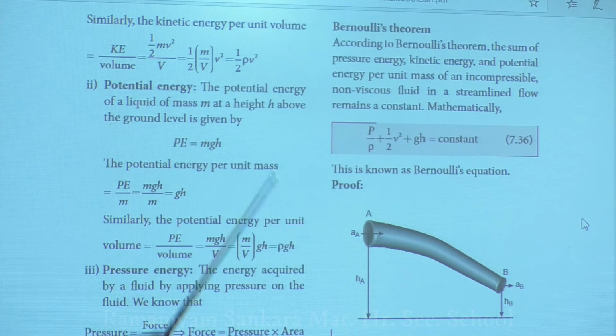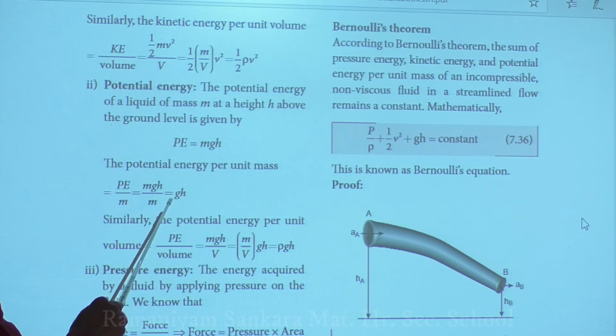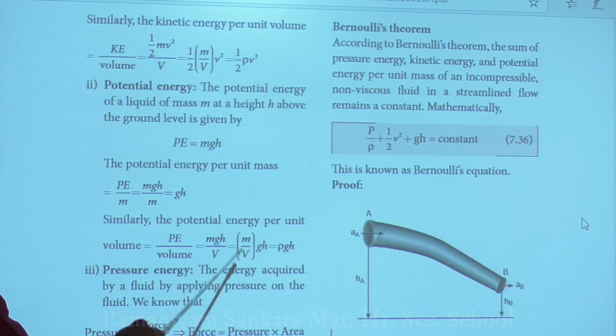Like this you do for potential energy, and you do it for pressure energy. So PE is mgh, divided by mass gives gh. PE by volume, M by V, gives rho gh. Understand now? Pressure energy: pressure you write as F into D.